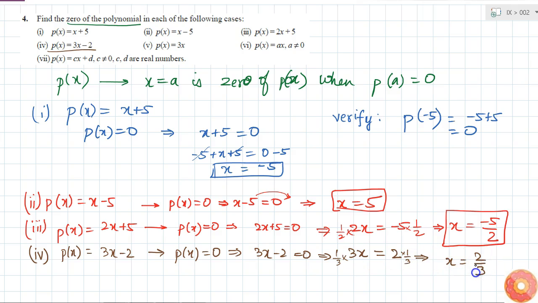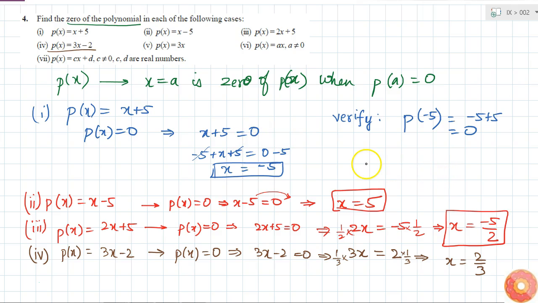x is equal to 2 by 3. As you can see, in all of the questions I am following a single procedure. I am trying to put x on the left hand side of my equality and take all the remaining terms to the right hand side of my equality.